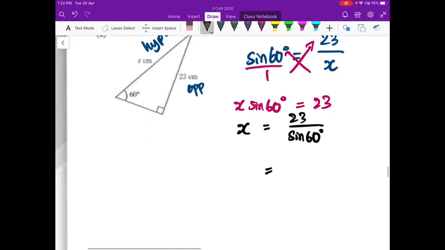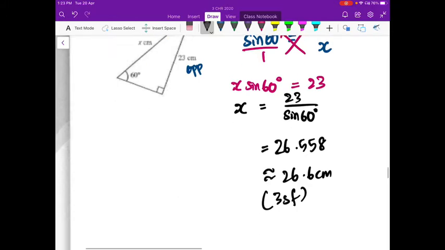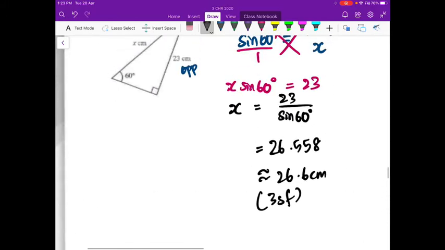Okay, then press calculator, get answer. 23 divided by sine 60. 26.58. 26.6 cm. 3SF. Next. Jin, how do you manage to get it correct? Done?